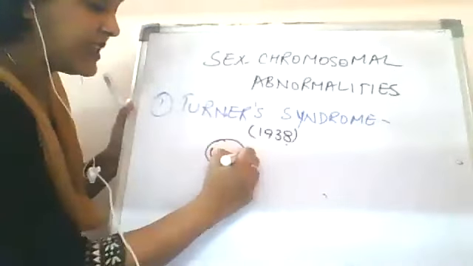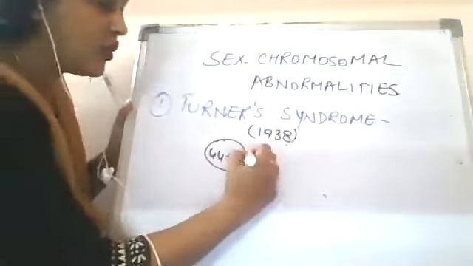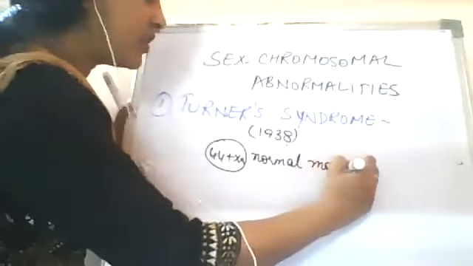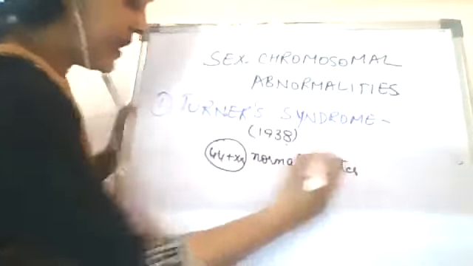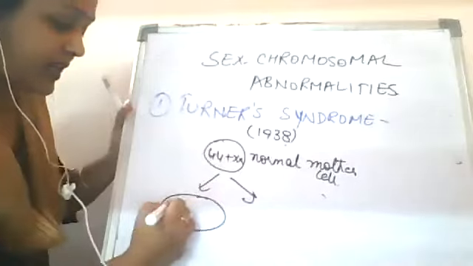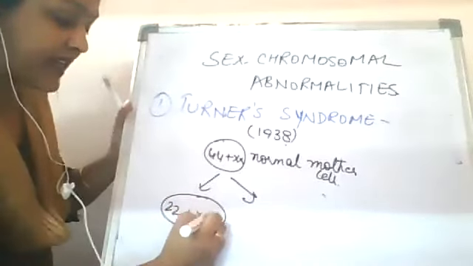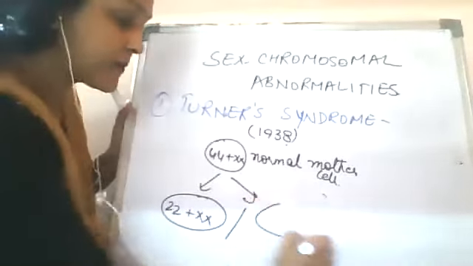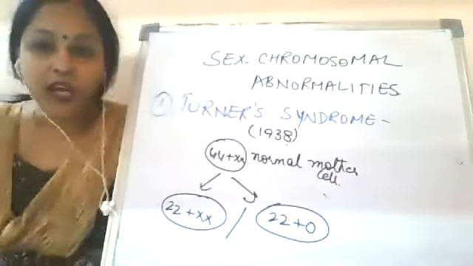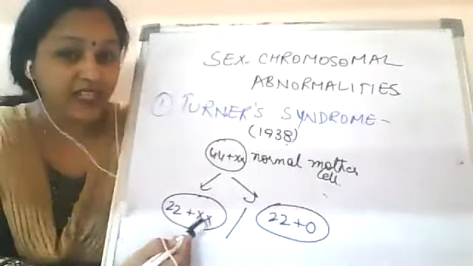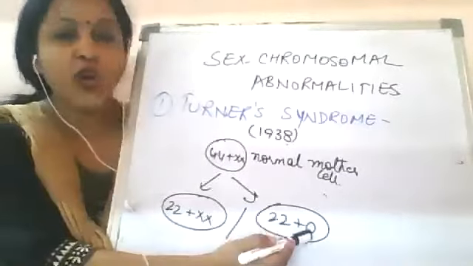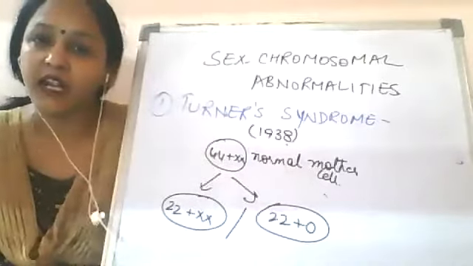So what happens during meiosis in such a female? This is 44 plus XX, the normal mother cell, that is the megaspore mother cell. The gametes that will be formed will be 22 plus XX or 22 plus 0. So the X chromosomes are not separating. Both the X chromosomes come in one egg and no X chromosome goes to the other egg.